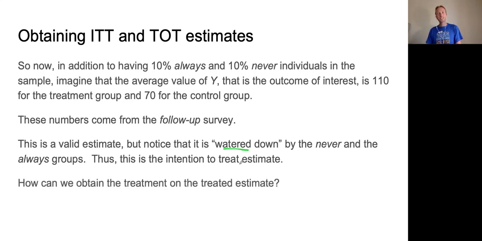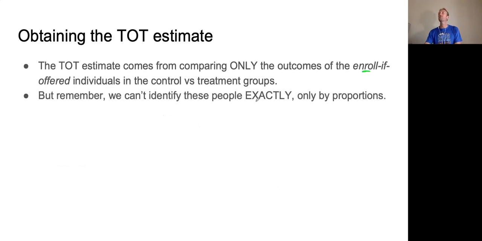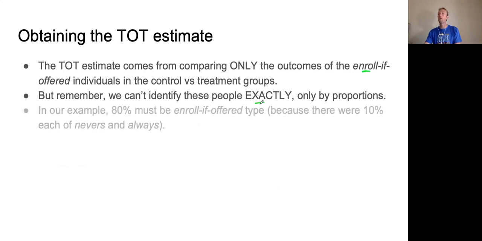But let's say we want to know the treatment on the treated. So let's ask not just what this would do to everybody in the country, which is an important piece of data. How much does it benefit the people who actually take up the program, right? And so that's the treatment on the treated, right? So I want to compare only the outcomes of the enroll if offered people in both groups, right? We can't identify these people exactly. We don't know who exactly is enroll and offered, but we do know by proportion who they are, right? So we know that 80% must be the enroll and offered type, because there were 10% each of nevers and always. 100 minus 10 minus 10 leaves you with 80%.